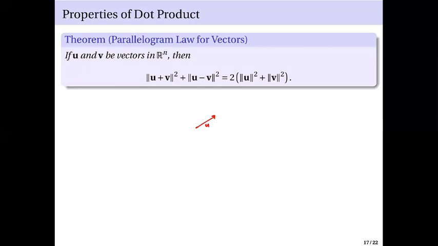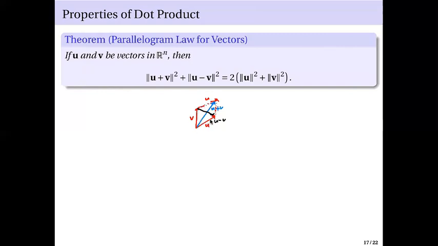This is your U, this is your V, and then this is the U here. This is also U and this is also V. So remember that this guy here is your U plus V, and this guy here is your U minus V. So what does this mean? The sum of the squared diagonals is equal to the sum of the sides.